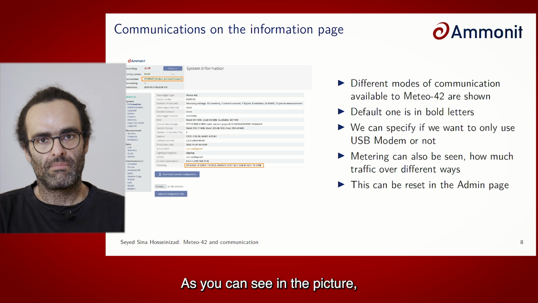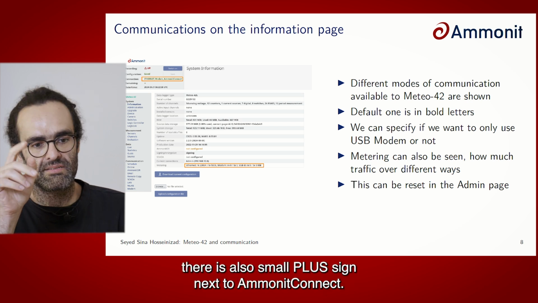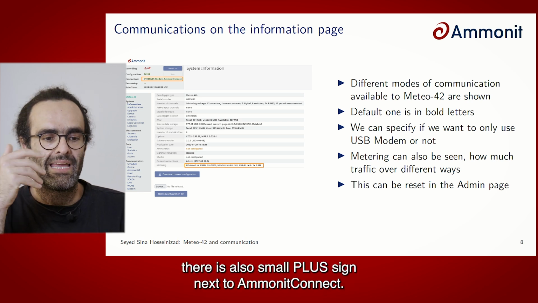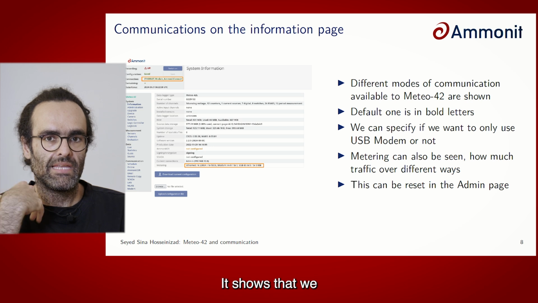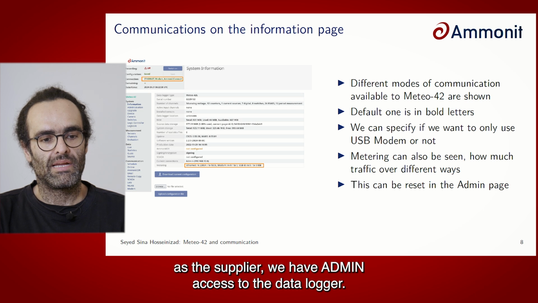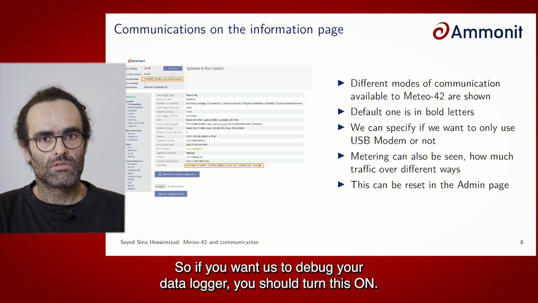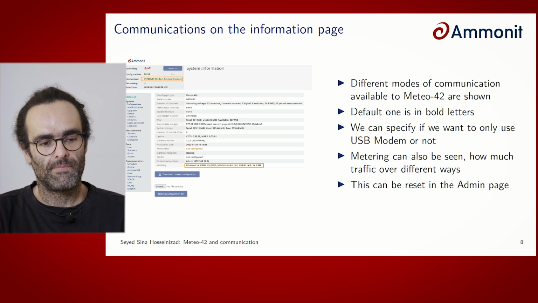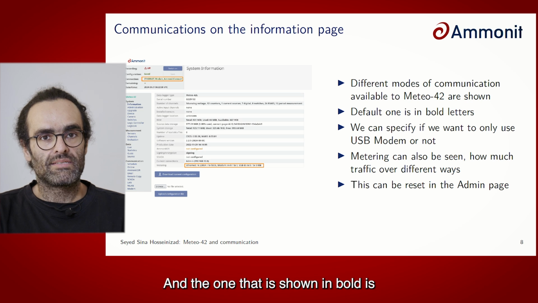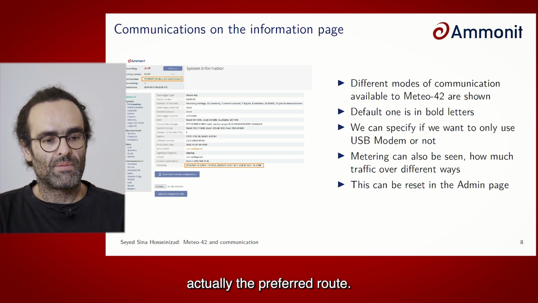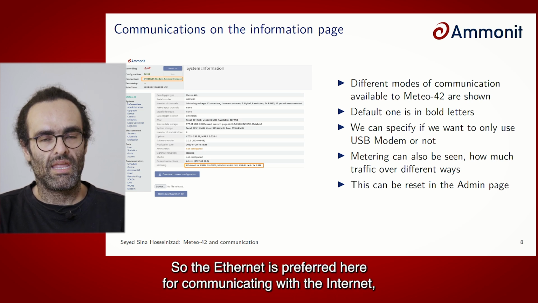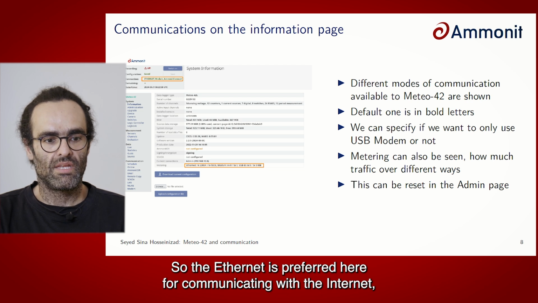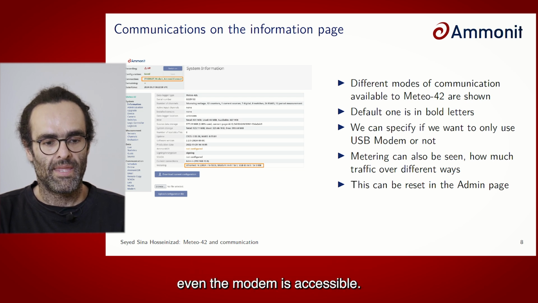You can see it in the picture, but it is too small, there's also a small plus sign next to OmniConnect. It shows that we, as a supplier, have admin access to the data logger. So if you want us to debug your data logger, you should turn it on, and from here you can realize if we have access or not. And the one that is bold is actually the preferred route. So Ethernet is preferred here for communicating to the internet, even though the modem is accessible.